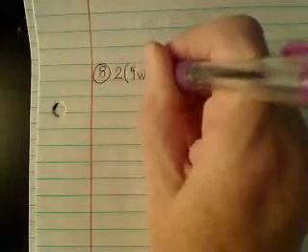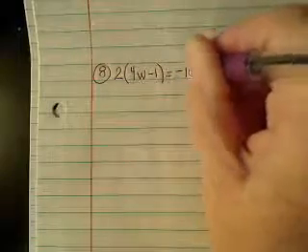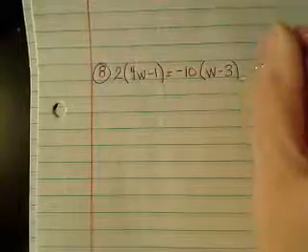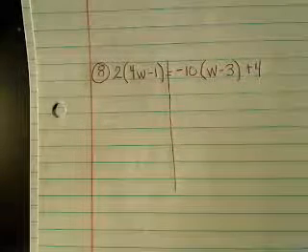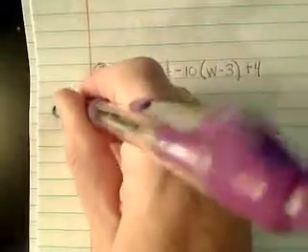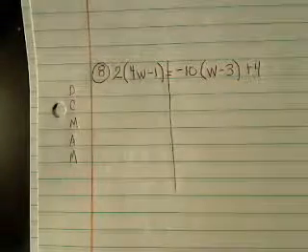Problem 8 has 2 times 4w minus 1 equals a negative 10 times w minus 3 plus 4. Draw your line. All right, this is a big problem, but we're still just going to take it step by step. And remember, it's don't call me after midnight. Okay, the D is distributive.